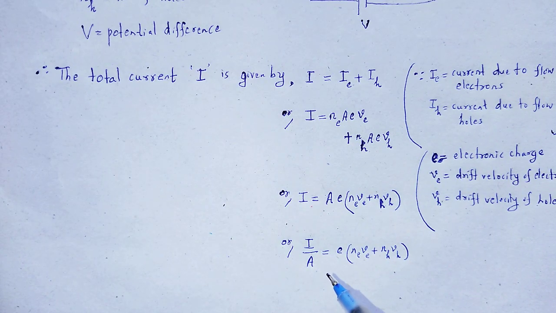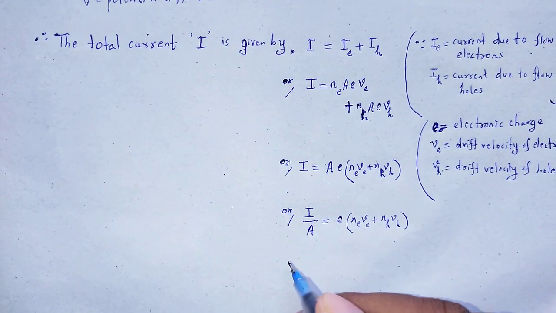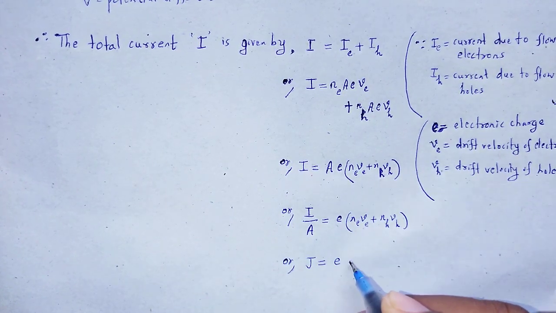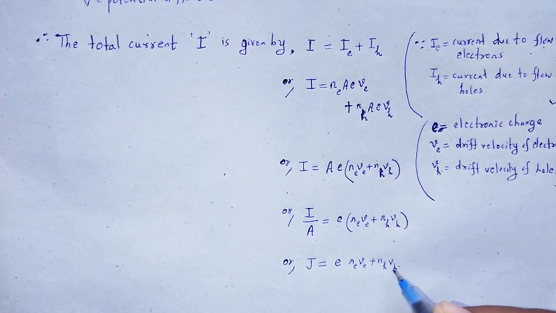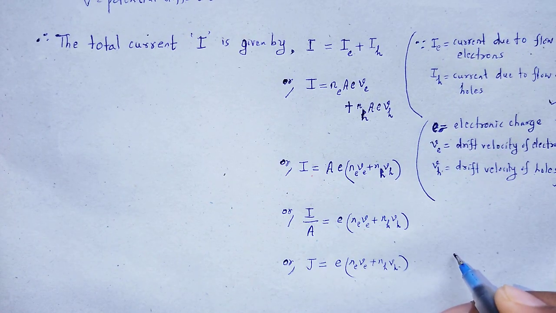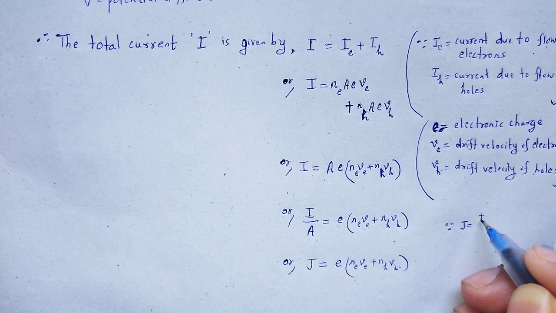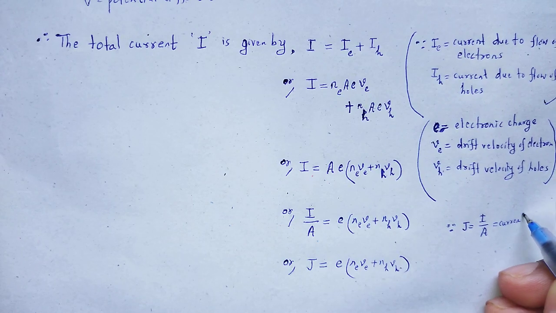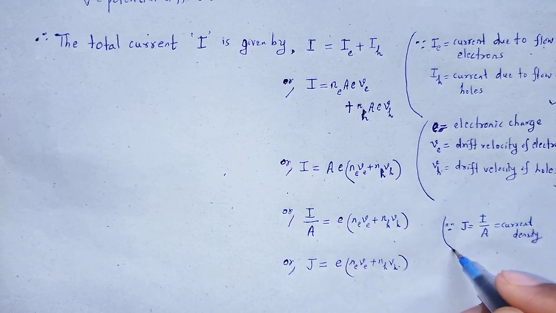But we know I by A, current divided by area, is nothing but current density. Current density J is equal to e times n E v E plus n H v H, where J is equal to I by A, that is current density, current per unit area.